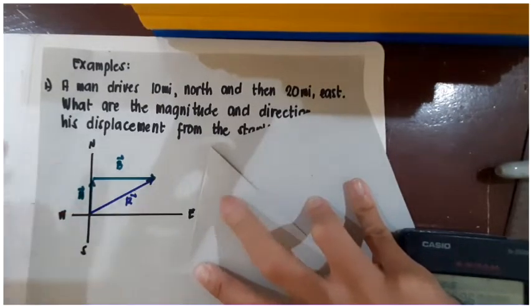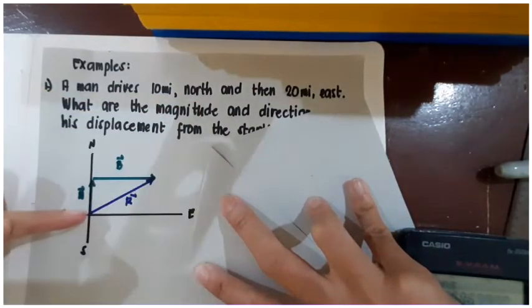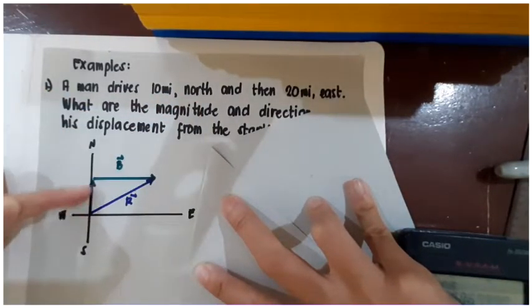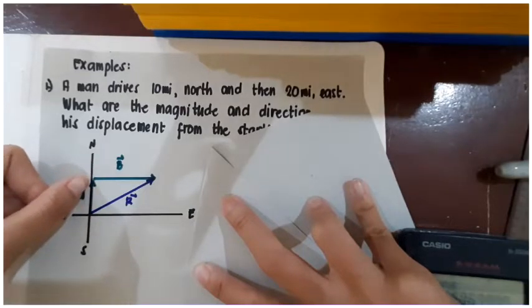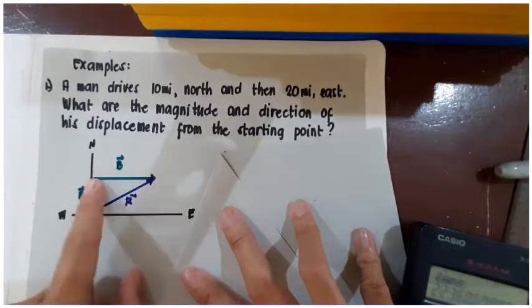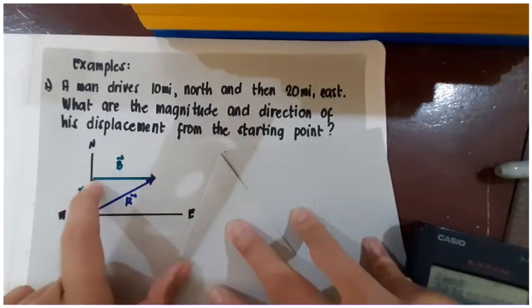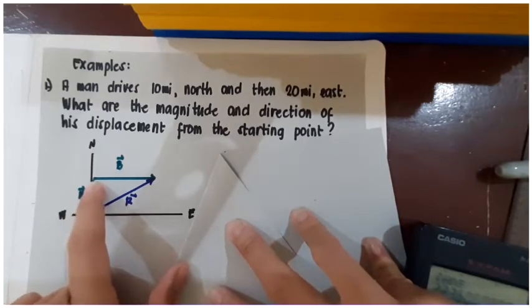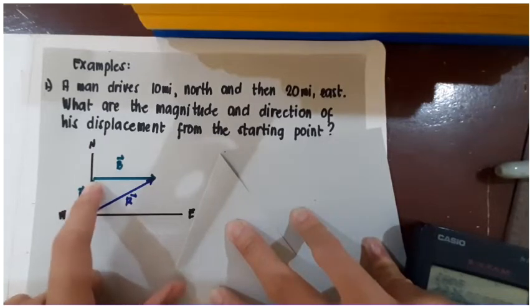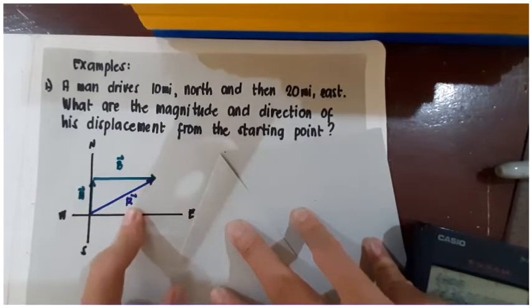Okay, so your first direction is 10 miles going to the north. We'll consider it as your vector A. So this is 10 miles going to the north, and then 20 miles going to the east. Let's call this vector B. And then we are going to look for your displacement from the starting point. So this is now your resultant vector.